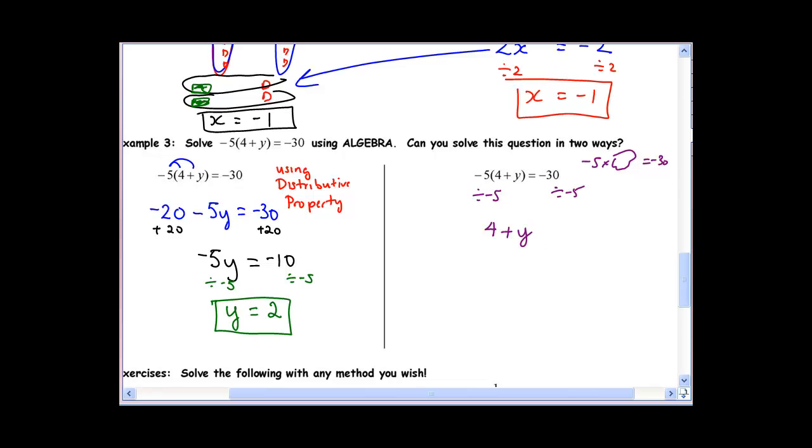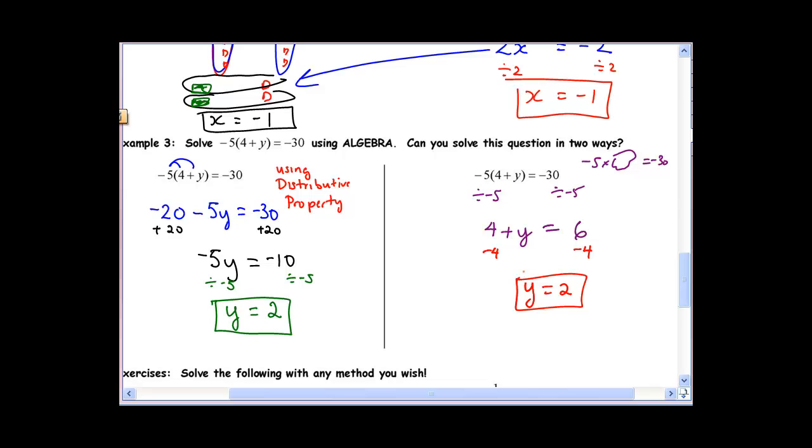And this equals, what's negative 30 divided by negative 5? That's, I think, positive 6. And so now, what is y? Well, we'll solve by subtracting 4. And 6 minus 4 is just 2. Same answer. Now, both ways work. I don't really care which one you do. But you might be thinking, the second way was cool. It looked like it's much quicker. Perhaps in this case it is.